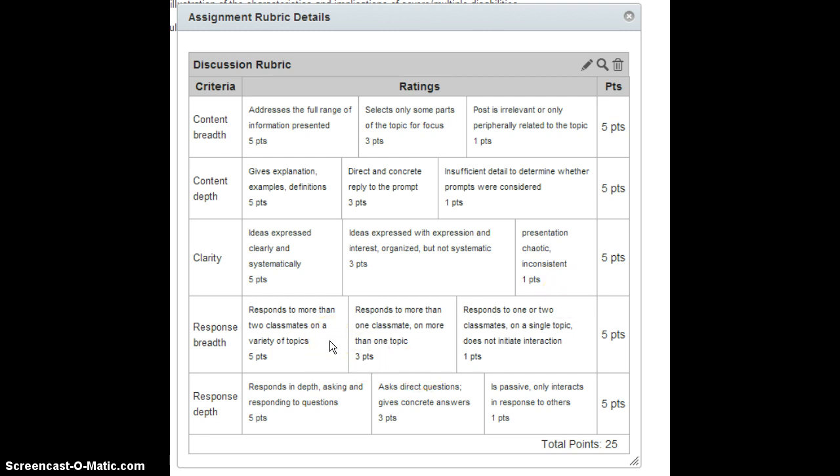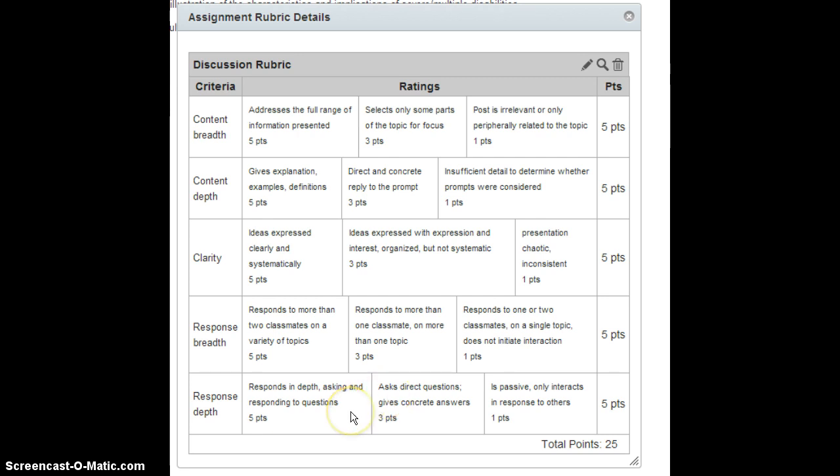Response breadth has to do with your response to what other people wrote. So for you to get a 5 on this, you have to respond to more than 2 classmates and more than one part of the topic. If you respond to just 2 classmates and just 2 topics, then that gives you 3 points. If you respond to fewer than 2 people on fewer than 2 topics, then that's 1 point.